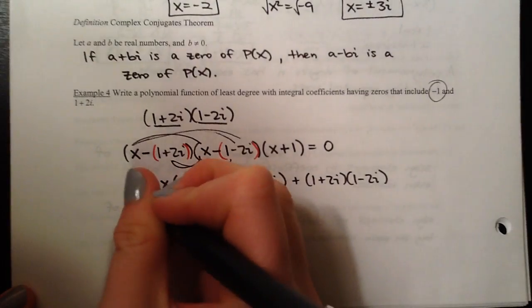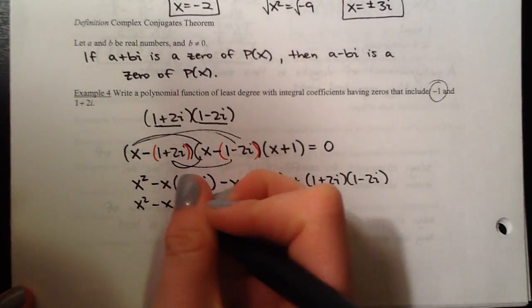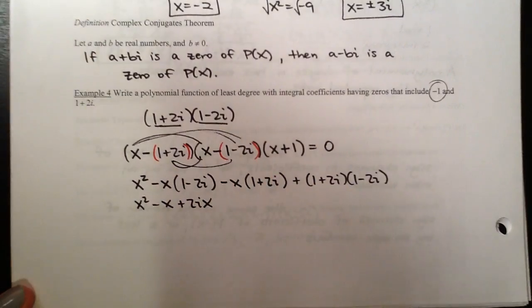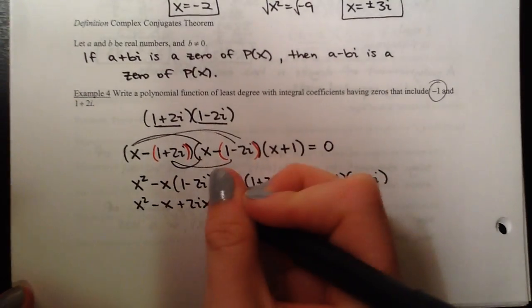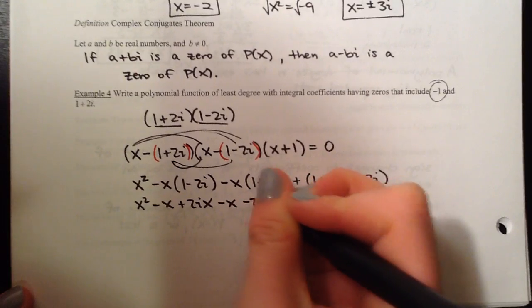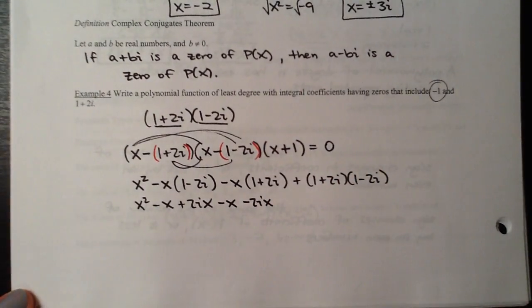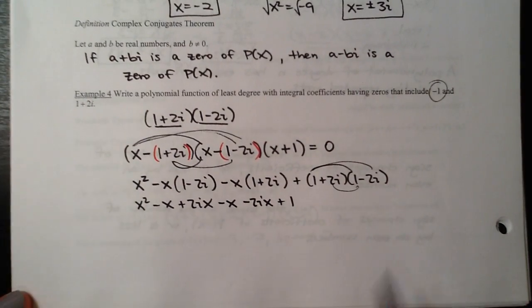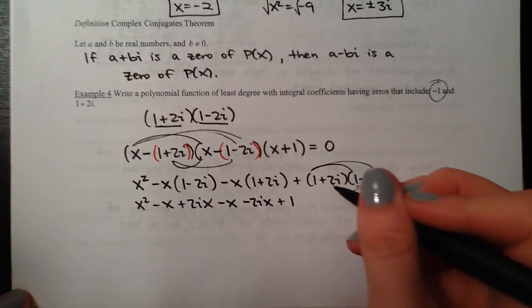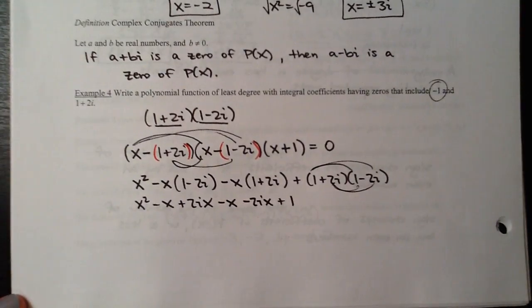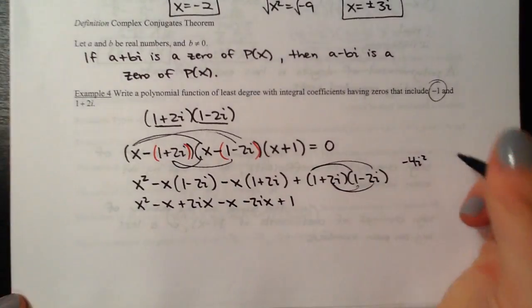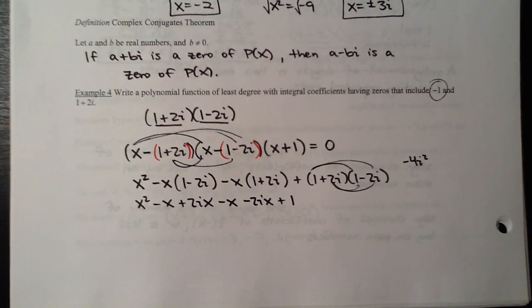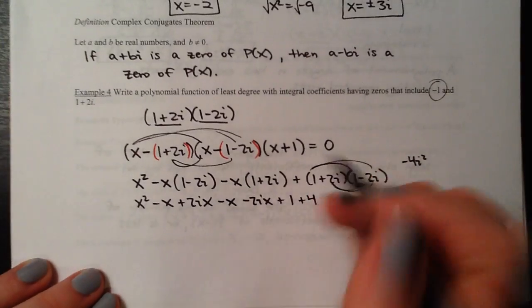So we've got x squared, distribute this negative x, so minus x and then plus 2i times x. Here we have another minus x and then minus 2i times x. And then here we're going to FOIL this out. So 1 times 1, of course, gives us 1. The outside and inside terms will cancel. That's the beauty of the conjugate. And then we multiply these last two. We have a negative 4i squared. And remember, every time I see an i squared, I'm supposed to replace it with a negative 1. So negative 4i squared is actually negative 4 times negative 1, which is positive 4.